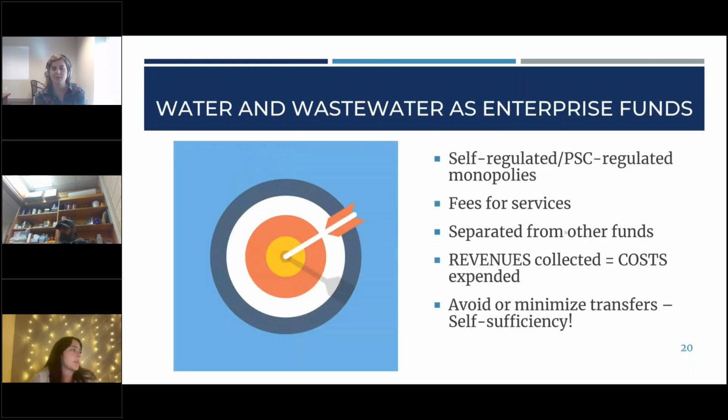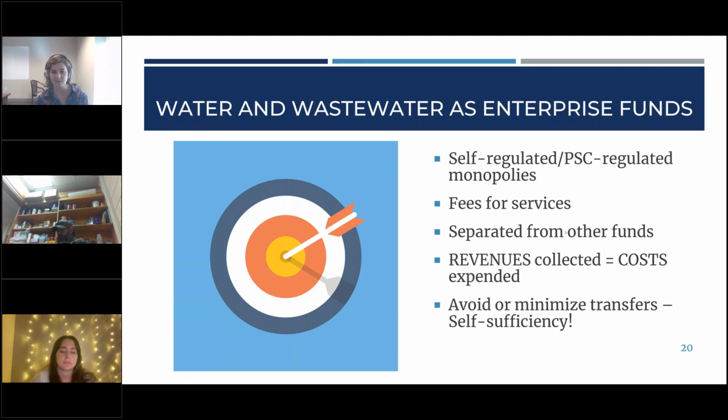I mentioned before that water and wastewater utilities are enterprise funds. Essentially what this means is that we've got monopolies. I believe in Kentucky, water and wastewater utilities are regulated by the PSC. But the idea is that we've created these one-stop shops for wastewater treatment within our communities. The idea behind that is that it's a hugely capital-intensive industry. It costs a lot of money to build the infrastructure associated with treating wastewater. And it's not more competitive to have two lines running side by side from two different entities.